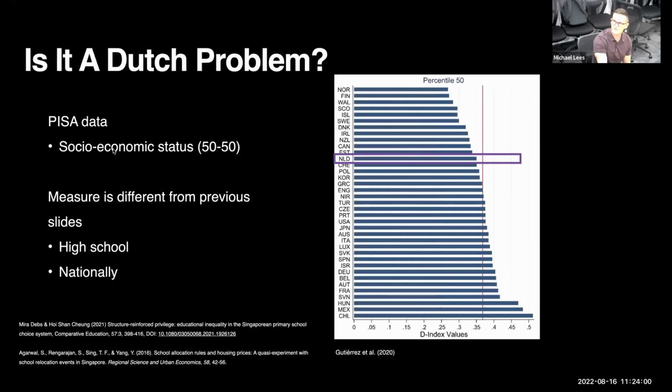So is it just a Dutch problem? Well, no. These are the major OECD countries, and this is again for income segregation for schools. And you see it's high everywhere. I had a look for Singapore. Now, Singapore is a very particular case because of the HDB regulations and laws.